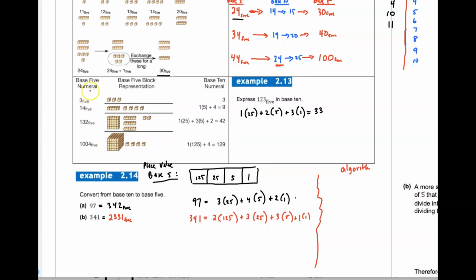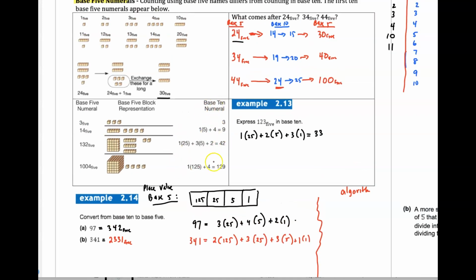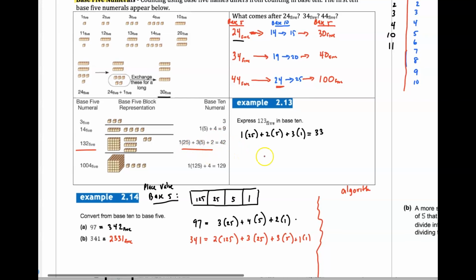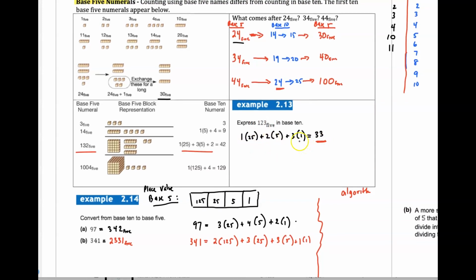Here are some examples of converting from base 5 to base 10, looking at the pictures of the place values. Those are 1s, 5s, 25s, and then the next place value is 125. You can see the expanded form for 132 is 1 twenty-five, 3 fives, 2 ones. So what's the value of 123 in base 5? It's 38 in base 10. And again, important are these place values right here.